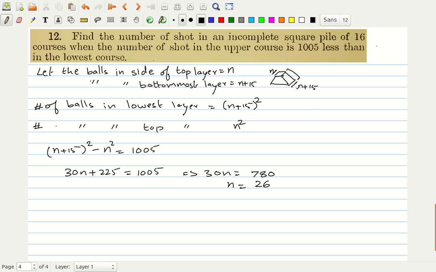So find the number of shots in an incomplete square pile. Now we have to find how many balls are there. We know that the number of balls in the topmost layer on each side is 26. But we have to find the total number of balls in this square pile. So if we consider this complete pyramid, the bottommost layer is 26 plus 15, which becomes 41. So we are talking about a complete pyramid of 41 balls.